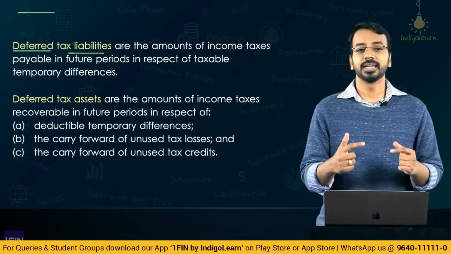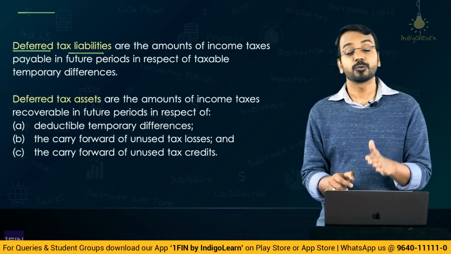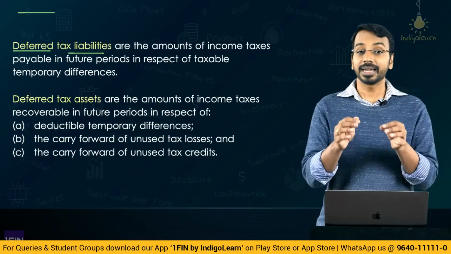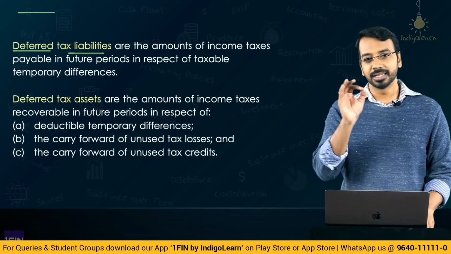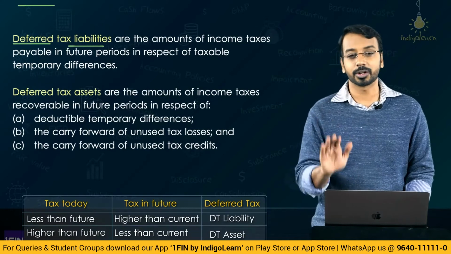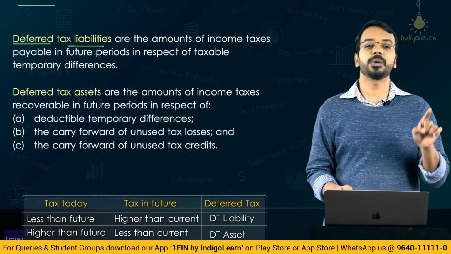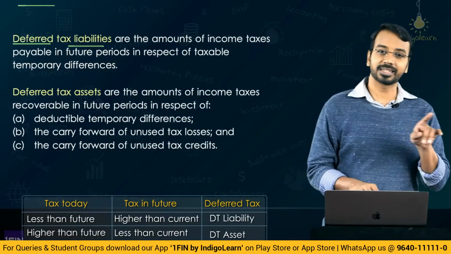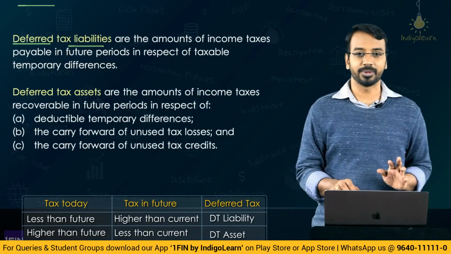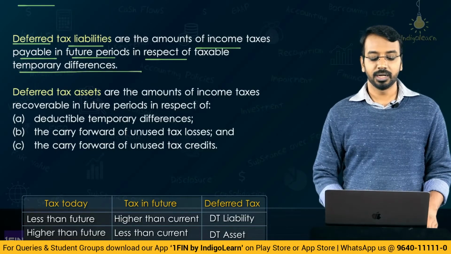Then, coming to deferred tax liabilities. What are these deferred tax liabilities? They arise when you pay less tax now, but you have to pay a higher tax in the future. We paid less current tax, but a higher tax in the future, which has resulted in a deferred tax liability. This is one underlying concept that you have to remember: if today you are paying less tax and in the future you have to pay a higher tax because of the events and transactions in the current year, then the higher tax that you will pay in the future will be a deferred tax liability. So, deferred tax liabilities are the amounts of income taxes payable in future periods in respect of taxable temporary differences.